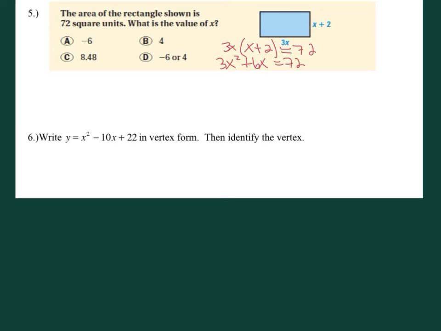I can solve this with the process of completing the square. I can divide everything by the a value. So we have x squared plus 2x equals 24. I already have the constant on the right-hand side, so I can skip that step. Next, I'm taking half of the b value and squaring it and adding it to both sides.